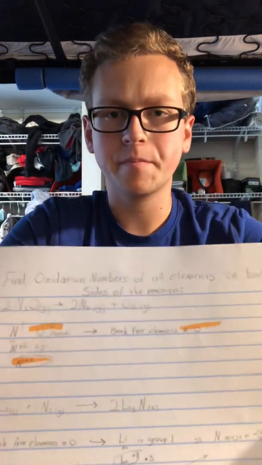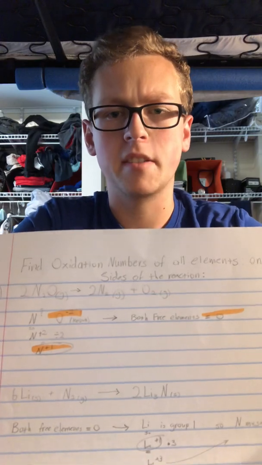On the second problem, we have 6 lithium plus 2 nitrogen gas. It reacts to form 2 Li3N, lithium nitride, and nitrogen, which is a solid. So, based on the same rules from the last problem, both free elements on the left side are equal to 0.